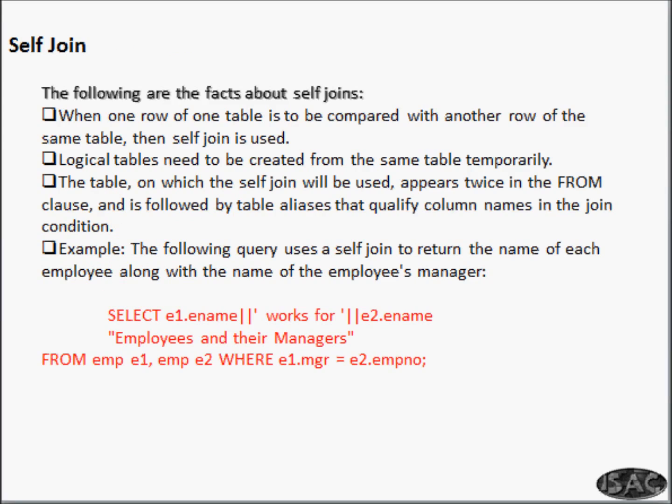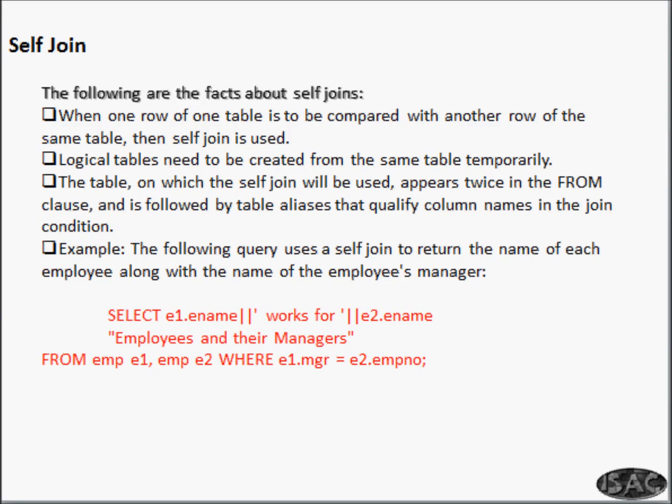Self join is always having a join with the same table. If you have a query like display the records of customers who are living in the same city, or display the students who are having the same marks, if you have this kind of requirement, you can use self join.